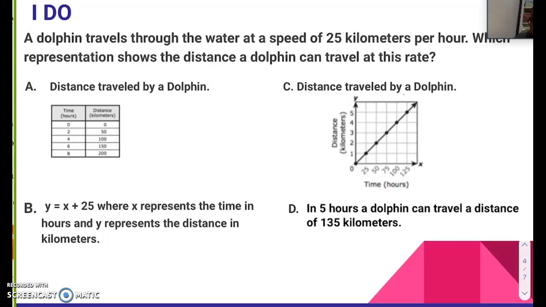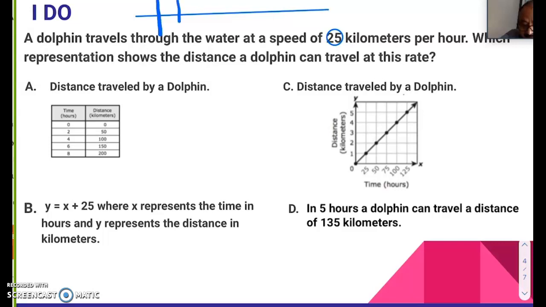I'm going to start by reading the problem first. A dolphin travels through the water at a speed of 25 kilometers per hour. Which representation shows the distance a dolphin can travel at this rate? So I know that he is traveling at 25 kilometers per hour, and I'm going to put a little table right up here on top to help me solve the problem.